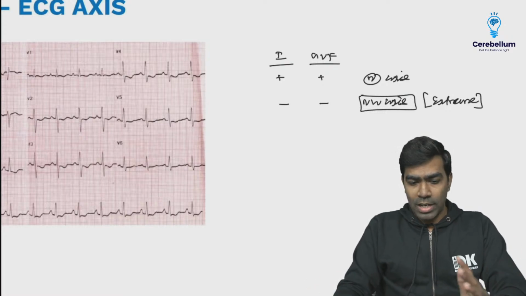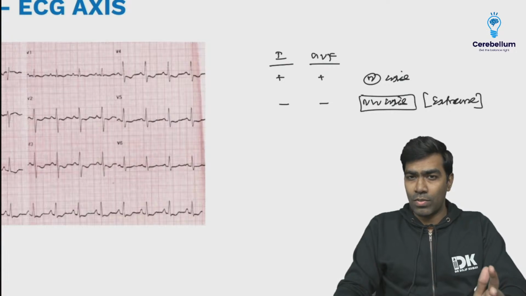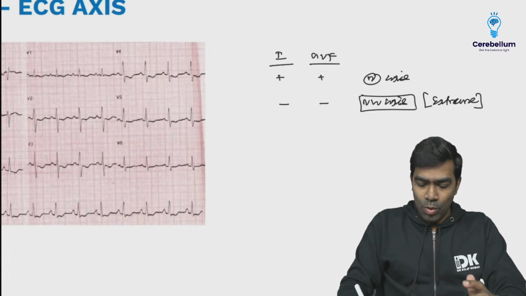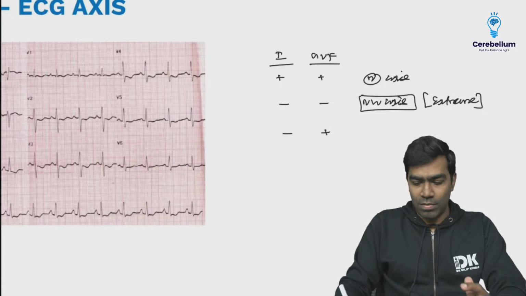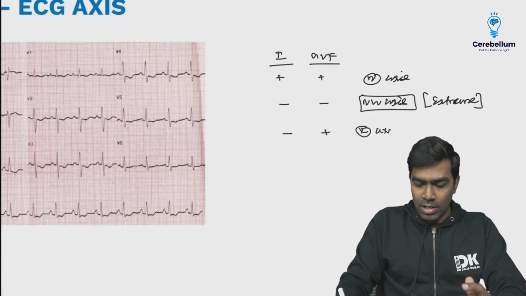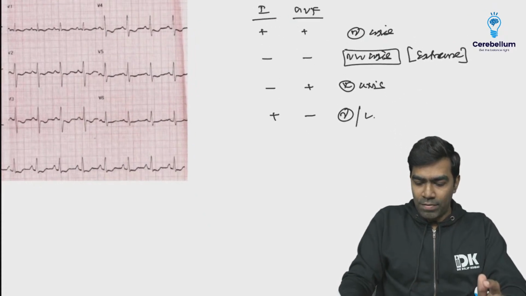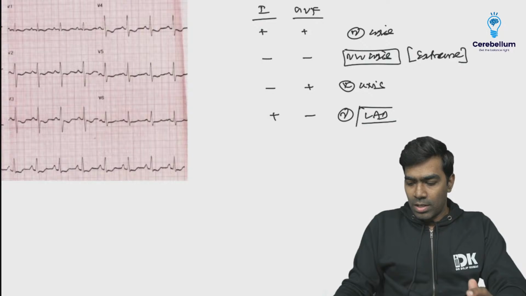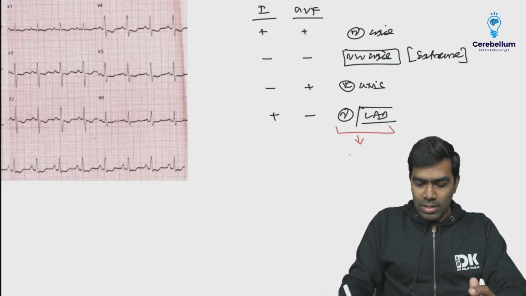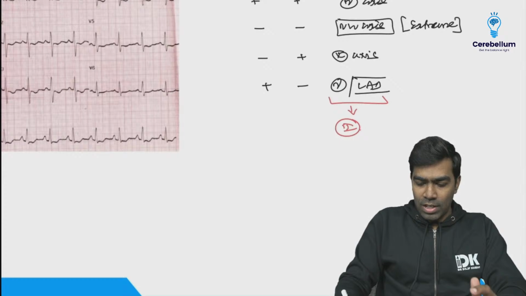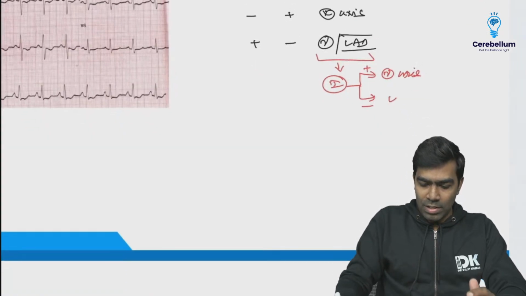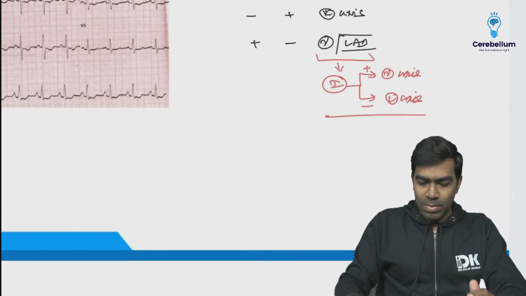So if both lead 1 as well as lead AVF are negative, it's going to be northwest axis, otherwise called extreme axis. If lead 1 is negative and lead AVF is positive, you're going to call it right axis deviation. And if lead 1 is positive and lead AVF is predominantly negative, it could be a normal axis or it could be a left axis deviation. So how to sort out the confusion? In this case, you have to look at lead 2. If lead 2 is positive, you're going to call it normal axis. In case lead 2 is negative, you're going to call it left axis deviation. As simple as that.